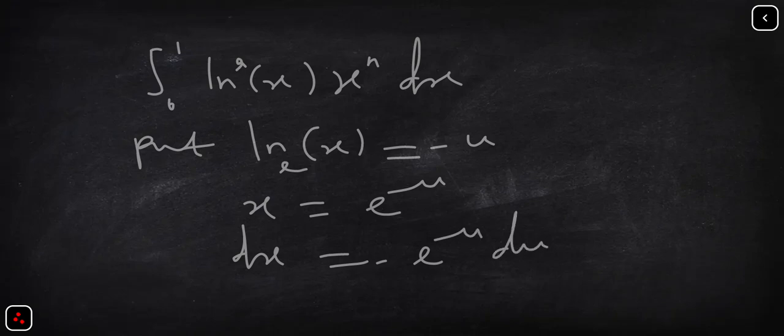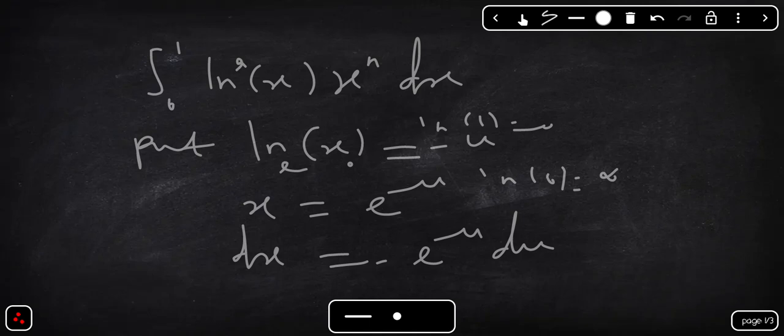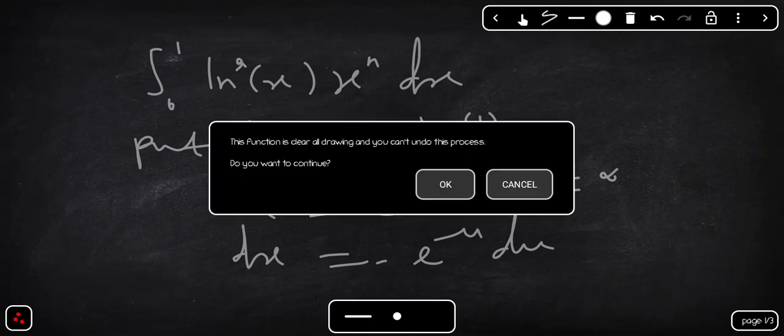But don't forget that the limit is going to change. At x equal to 1, natural log of 1 is 0. And at x equal to 0, natural log of 0 is infinity. So the limit is going to change from 0 to infinity. Then we are going to have the integral, where the upper limit is now infinity and the lower limit is 0. Natural log of x is now minus u, but don't forget it's raised to the power of a, and x is now e raised to the power of minus u.